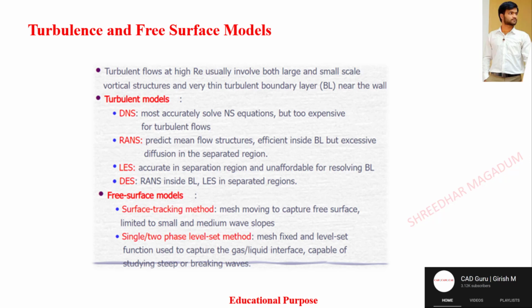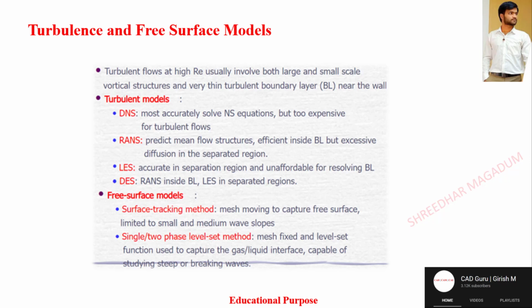So turbulent flows, as you already know, are at high Reynolds number. They involve large and small scales sometimes, that is vortical structures and a very thin turbulent boundary layer near the wall. Okay, there will be a turbulent layer if I consider the boundary conditions.